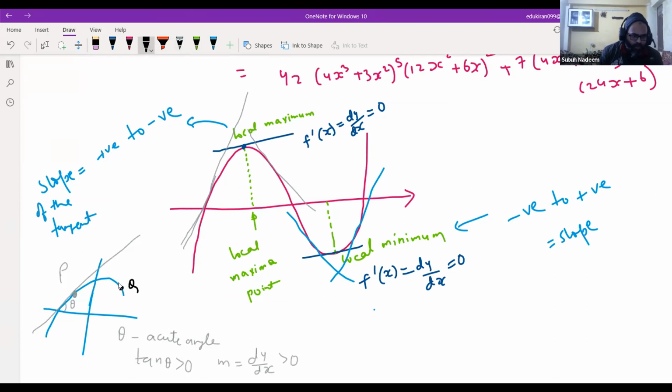If you take the decreasing part, suppose you are taking this portion somewhere, here you are taking point Q and making a tangent. The tangent here is not making an acute angle. Suppose this is alpha. So alpha is an obtuse angle. For an obtuse angle, tan of alpha will be negative. So m is equal to dy by dx here will be negative. This is how we understand that it is a maxima. In case of minimum, initially the slope is negative, then it is positive.